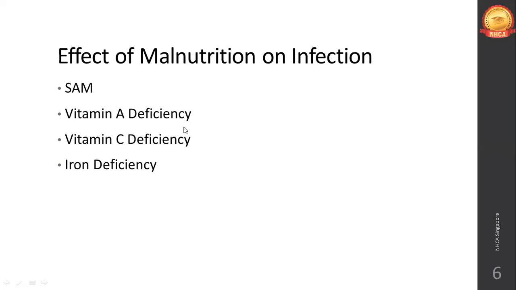Iron deficiency. In case of iron deficiency, there is impaired lymphocyte and neutrophil function. Both lymphocytes, T lymphocytes and B lymphocytes, reduce their function. Neutrophil also reduces its function. Neutrophil is a kind of your WBC, white blood cell.